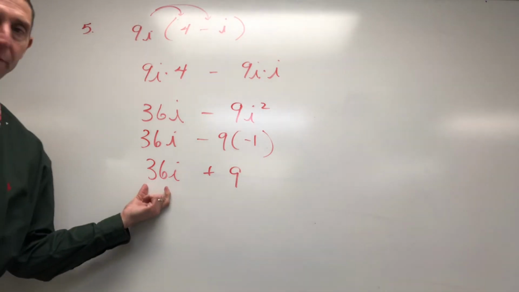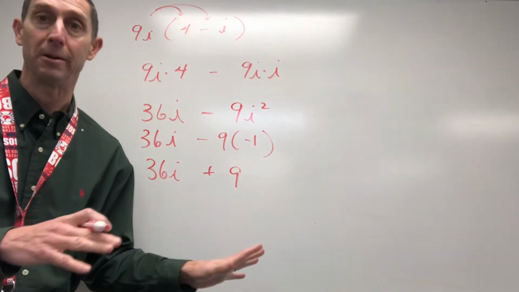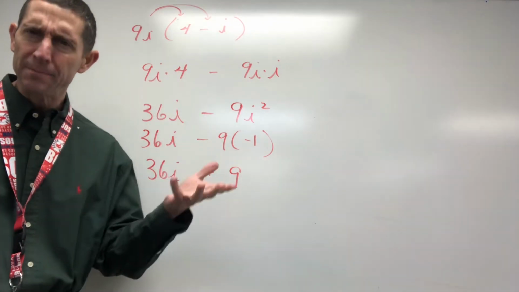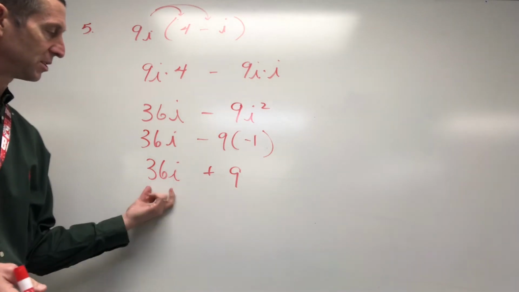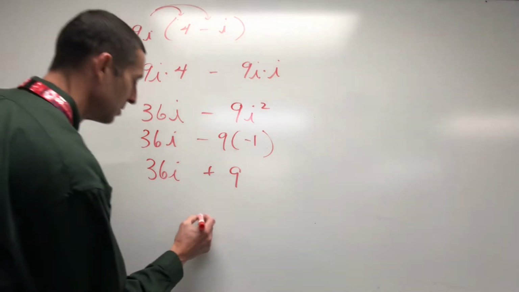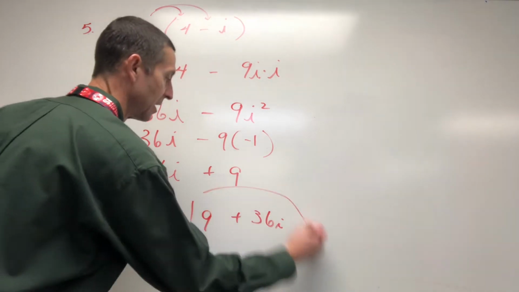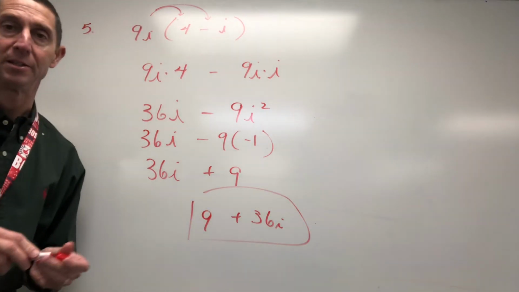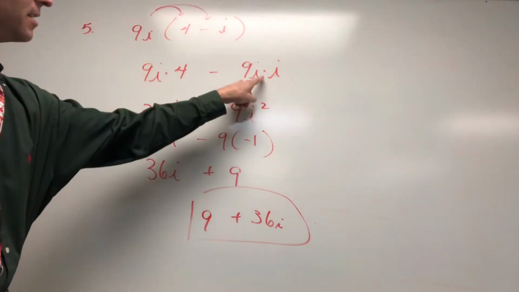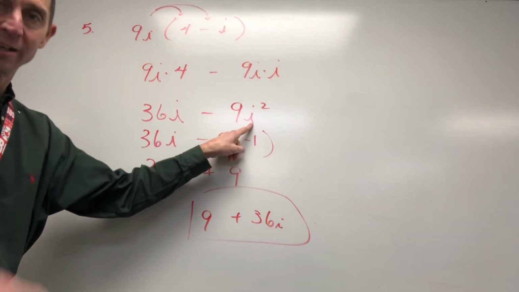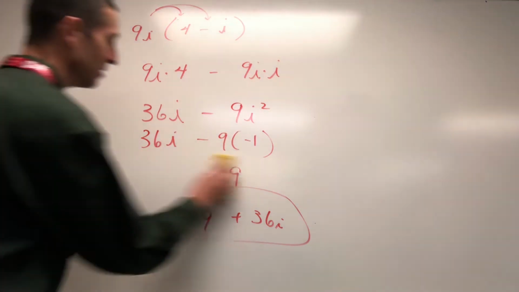So this is an i value, this is a regular number 9. We cannot add those together. Those are not like terms, we're done. But standard form always wants the number first, the i value second. So you're going to want to write it 9 plus 36i for your final answer. In standard form, number first, i value second. All right, again, i squared, negative 1. Oh, it's a big deal.